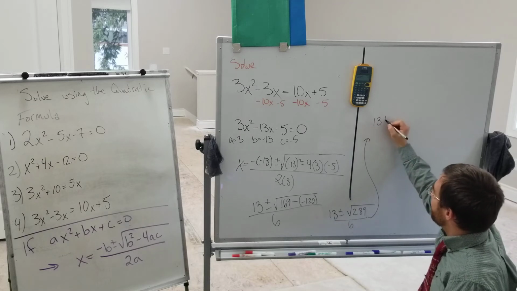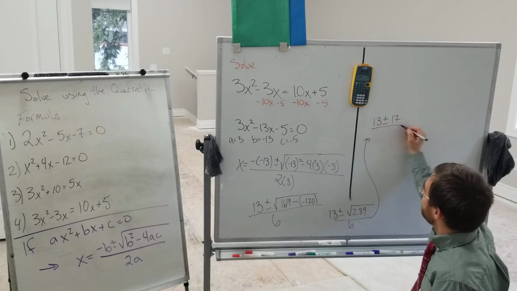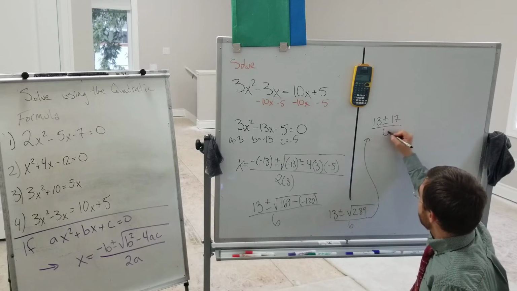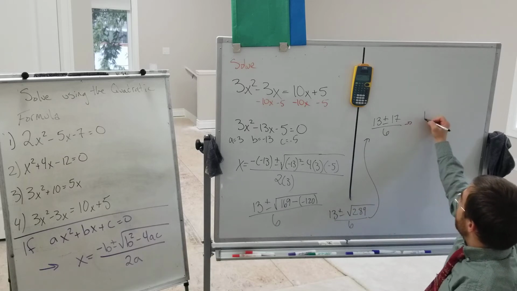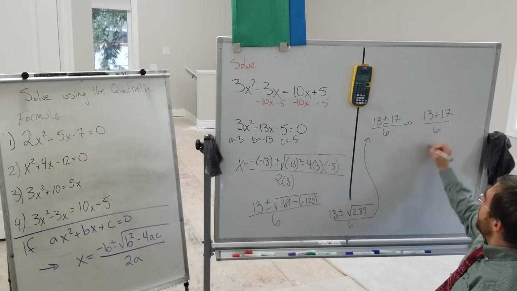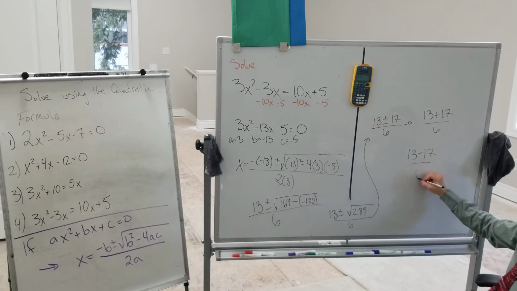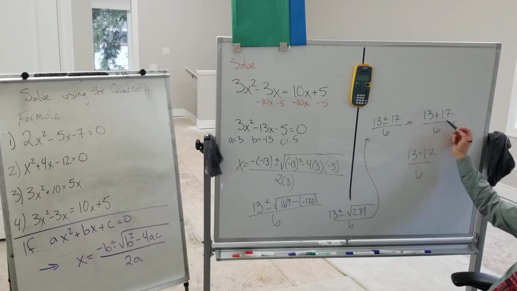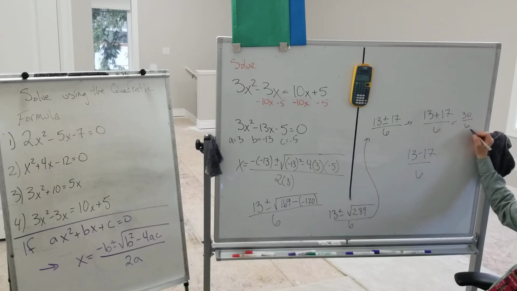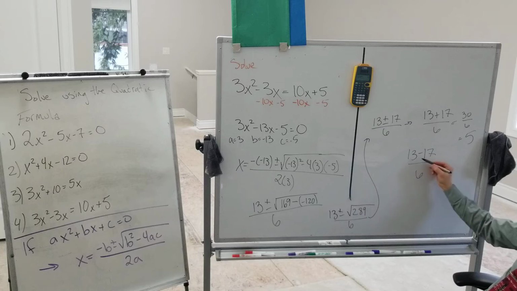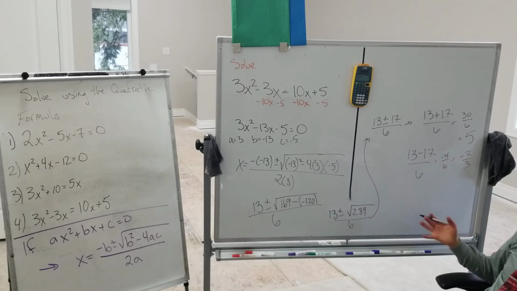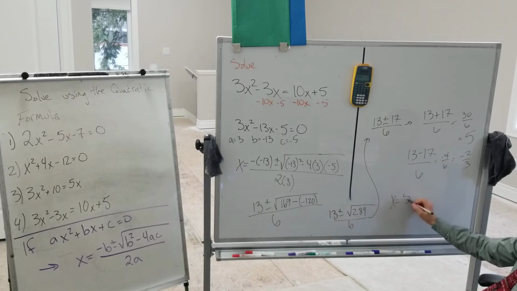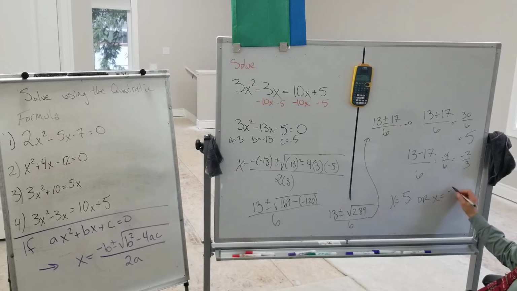So here we get 13 plus or minus 17 over 6, because the square root of 289 is 17, which means we have 13 plus 17 divided by 6 and 13 minus 17 divided by 6. 13 plus 17 gives me 30 over 6, which is 5. Here we get 13 minus 17 is negative 4 over 6. That gives me negative 2/3, because I can divide each of these by 2 or factor 2 out and cancel it. So here x equals 5 or x equals negative 2/3.